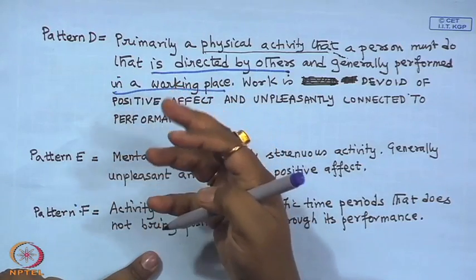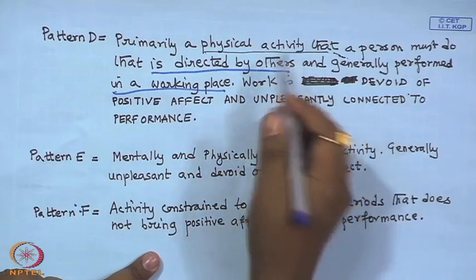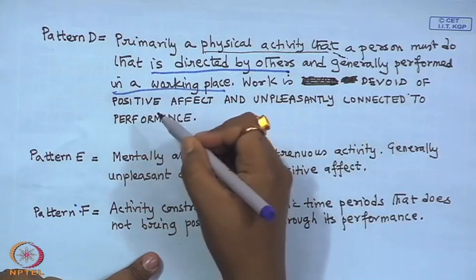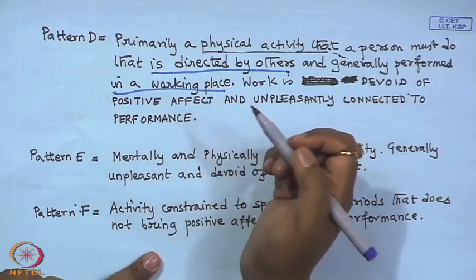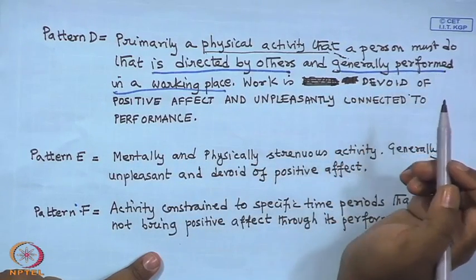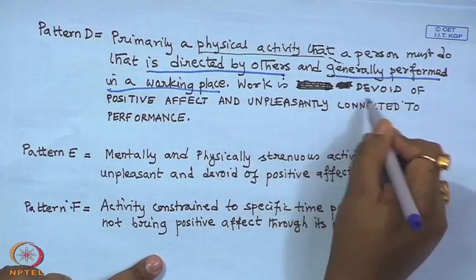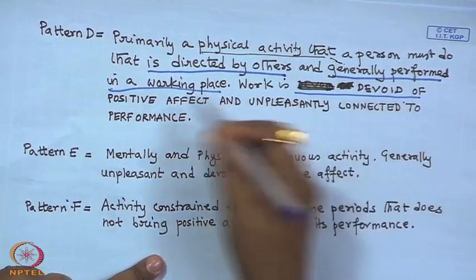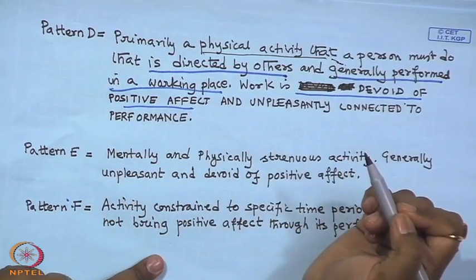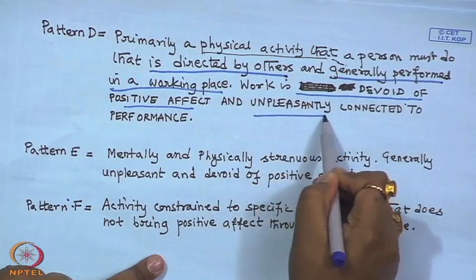So here again you find that the pattern D people believe that work is not something you love to do, or are self-directed in, choosing the outcome of it. The locus of control lies with others; you are directed by others to do it, and it is generally performed in a workplace. Work is devoid of any positive effect and unpleasantly connected to performance.